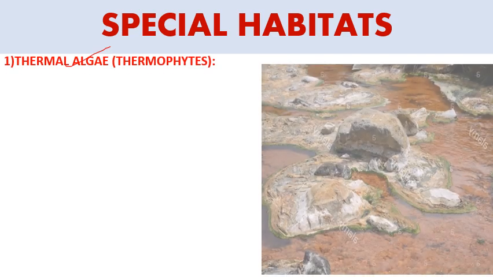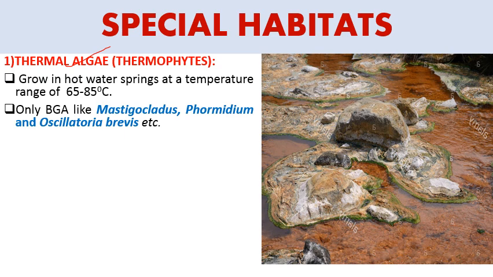Next comes special habitats of algae. So some algae are thermal algae, which means they are found at very high temperature, mostly in the hot water springs. They grow in hot water springs.